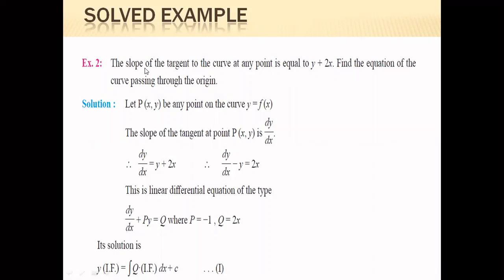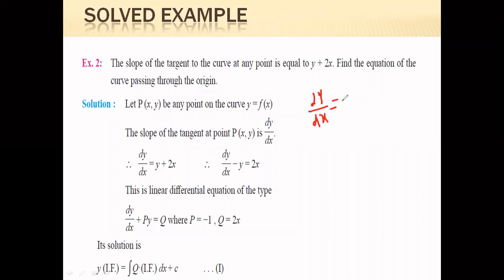Okay. So we have been given the slope of the tangent. You have seen in the application of derivative, slope of the tangent means it is the value of dy by dx. Okay. Slope means dy by dx, because here the function we take is y is equal to f of x. So when you find the slope of this function, we get dy by dx, and it is equal to y plus 2x.